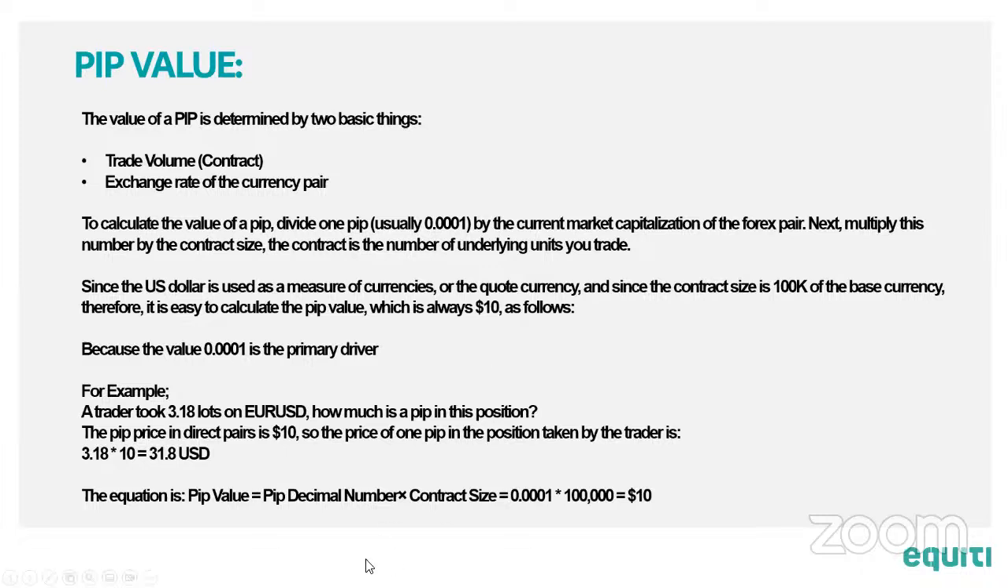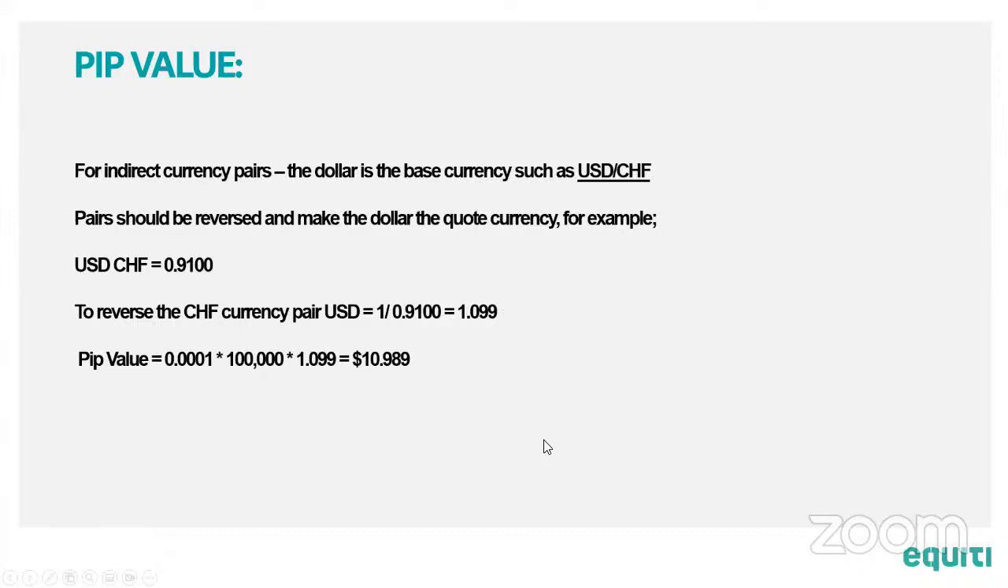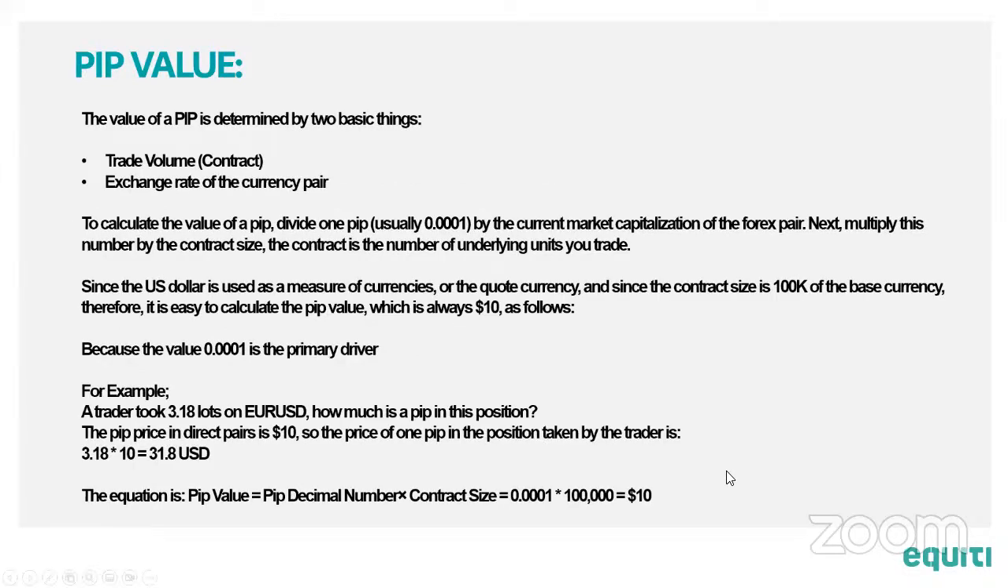Let's take an example. A trader took 3.18 lots on the EURUSD. How much is a pip in this position? The pip price in direct pairs is $10. So the price of one pip in the position taken by the trader is 3.18 times 10, which is 31.8 USD per pip. The equation is: pip value is the pip decimal number times the contract size, which is $10. So here is the pip number, and here is the unit value that you want to use.